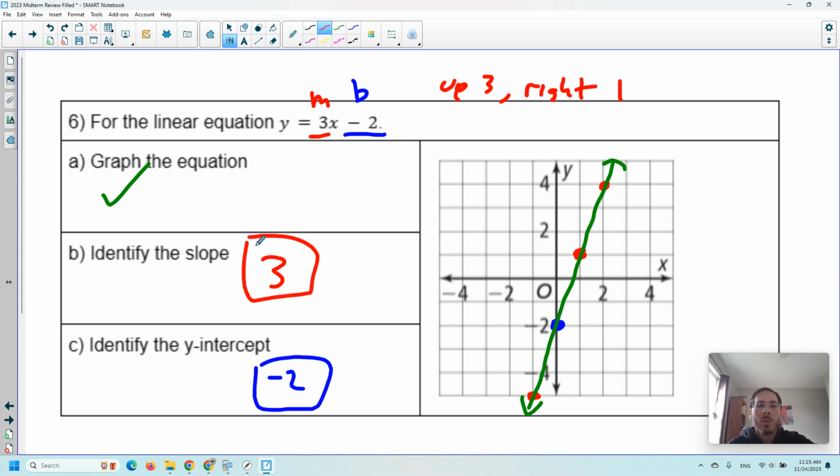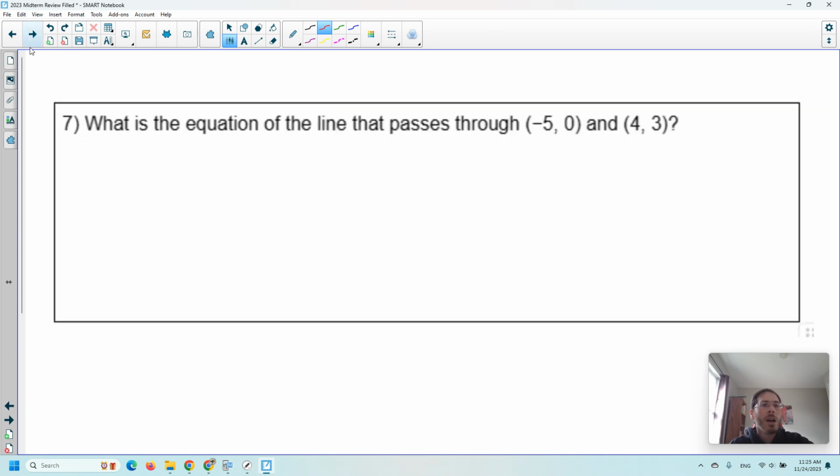And again, we were pretty good at these ones, so we just want to make sure to maintain how good we are at these ones. Again, if you want to graph them in your graphing calculator, you're more than welcome to do so. Number 7, what's the equation of the line that passes through -5, 0, and 4, 3?